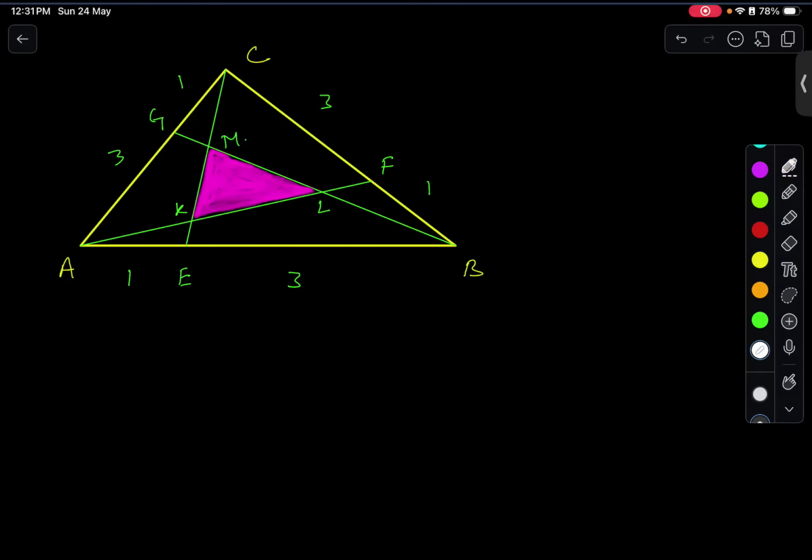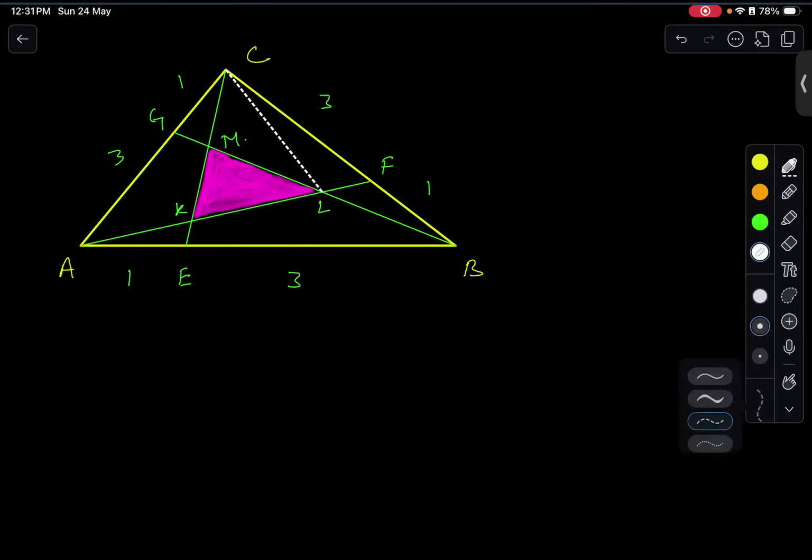See, so now ABC is given, and we have to find the area of triangle KLM. So I am doing a little bit of construction. I'm using the carpet method for that. I'm joining this C to L.